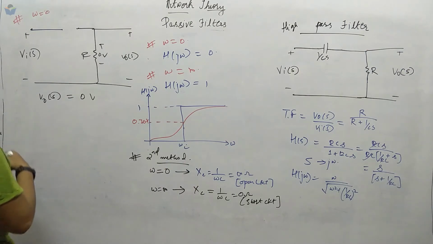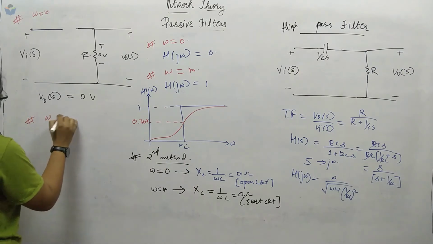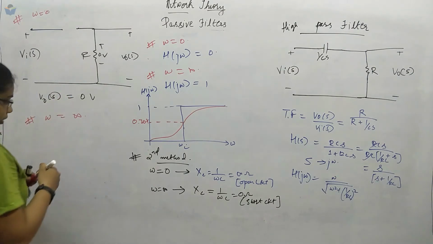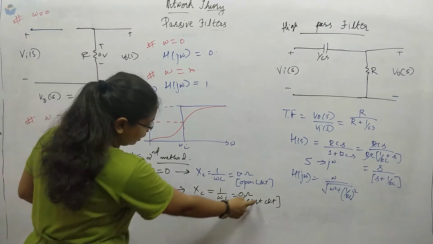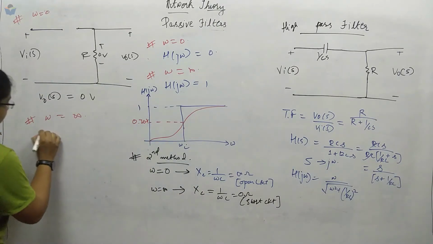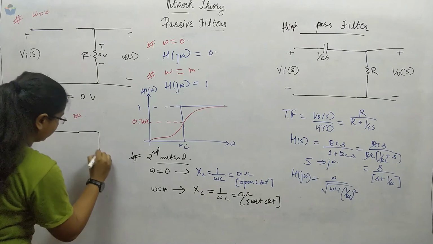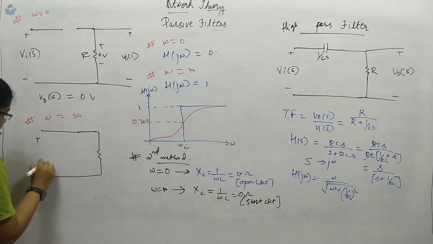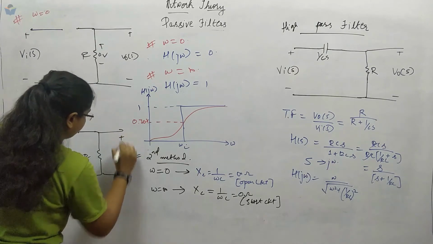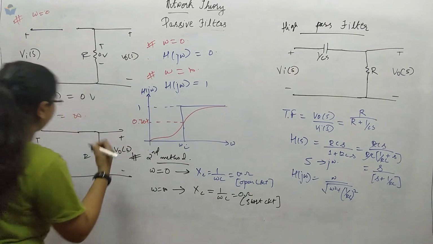Next, the second condition is at omega equal to infinite. At omega equal to infinite, XC will behave like a short circuit. So redraw this one. This is short circuit and here we have Vi of S, this is R and here is plus minus V naught of S.